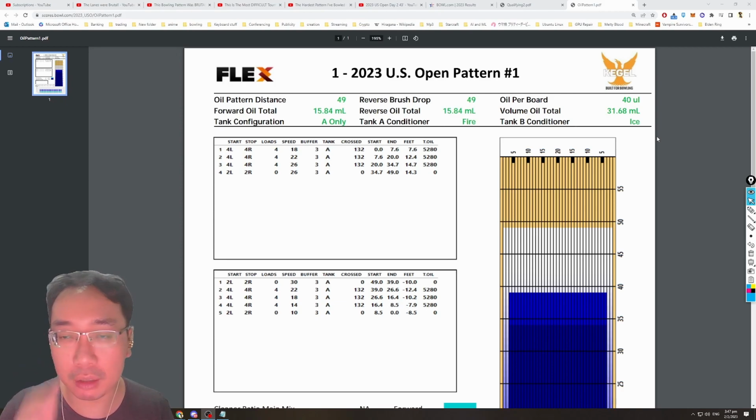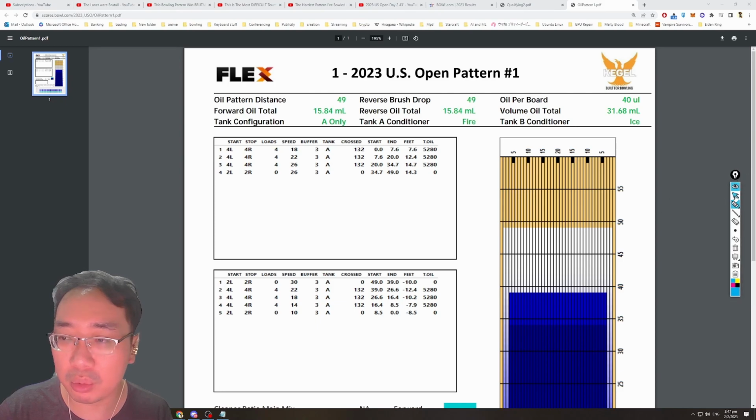The typical medium pattern for most bowling tournaments is around 40 to about 45. Anything that's shorter than 38 feet is considered short, like 32 to 35 is short, and anything that's longer than 45 is considered a longish pattern. So this is 49 feet, as you can see here. So this is considered a long pattern.